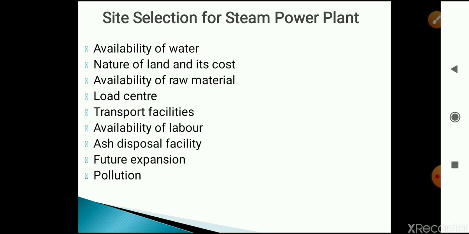Availability of labor is again one of the important parameters for efficient running of the power plant. Ash disposal facility, that is the biggest threat for a steam power plant. Future expansion, if it is required, there should be availability of land for future expansion. And next is pollution, which is again an important parameter while selecting a site for a thermal power plant.